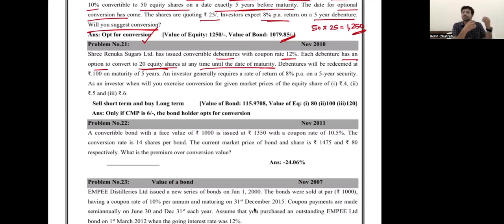In all the examples that I was referring to earlier, I assumed that there is one particular conversion date. You have to convert today, or otherwise you don't have the option.